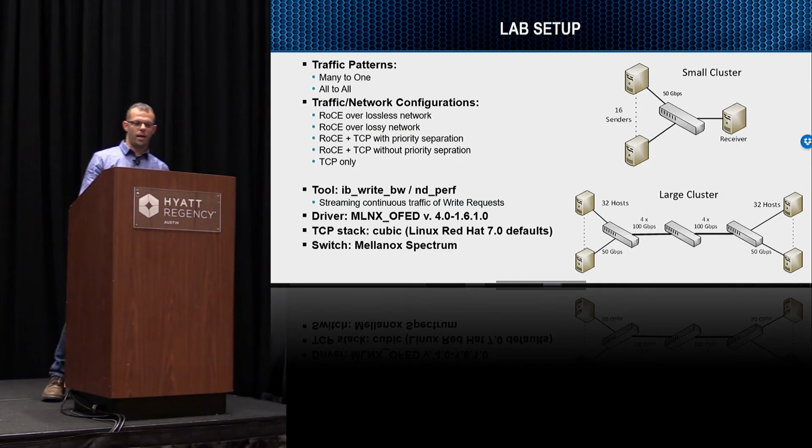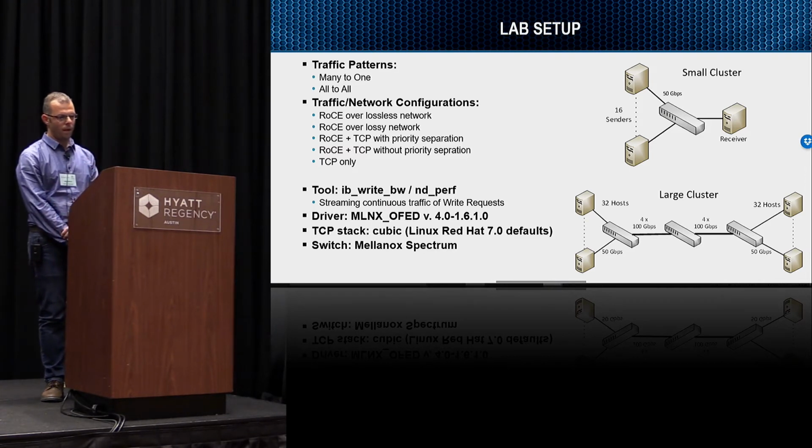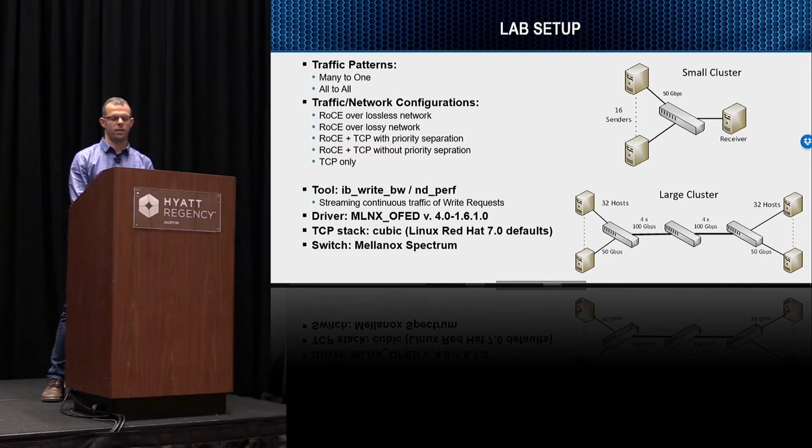This is the lab setup that we used for our testing. We usually have two clusters. One we call the small cluster. It is composed of 17 hosts that are all connected to a single switch in a star topology, and it is used to mimic single-rack traffic.